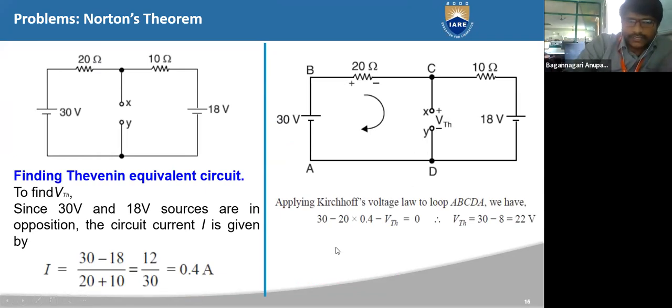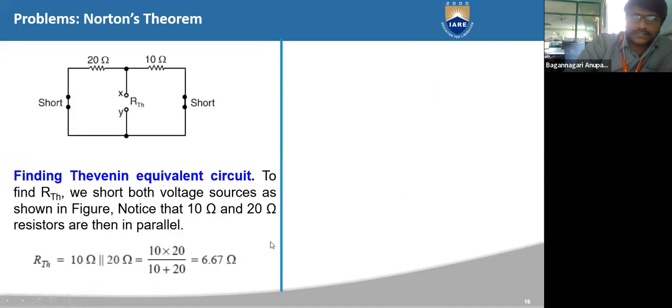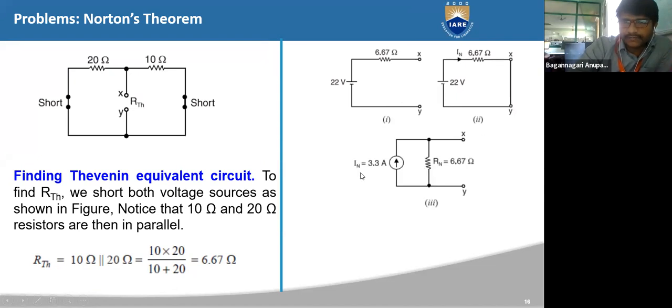And we can also find the value of RTH by shorting them. We get the value of 6.67, and we can first draw the Thevenin's equivalent circuit here. Once the Thevenin equivalent circuit is found, we can find the value of IN by short circuiting X and Y. There you can find the value of current as 3.3 amperes, and you can draw the equivalent circuit like this.